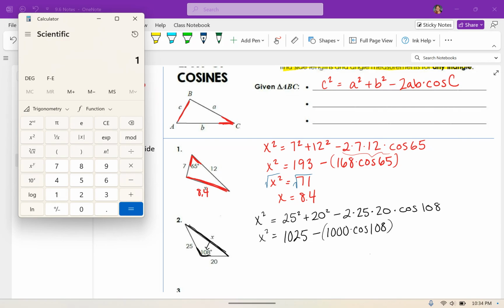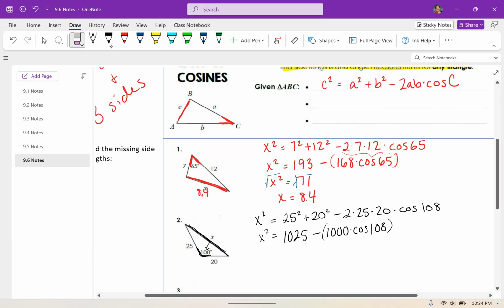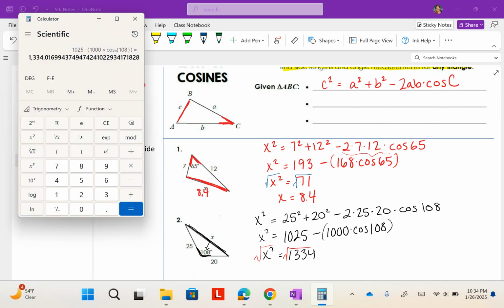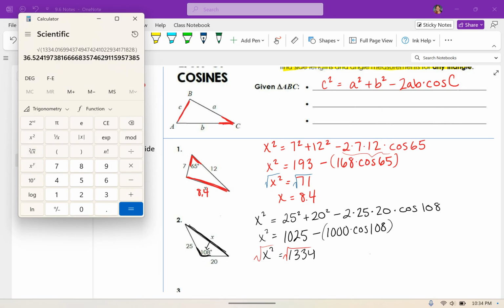Okay, so 1025 minus 1000 times cosine of 108, okay, 1334. So I think that's something new. I don't know what I did wrong before, so x squared, 1334. Okay, and we'll take the square root of both sides to get x equals the square root, 36.5. Okay, so that's a reasonable answer.